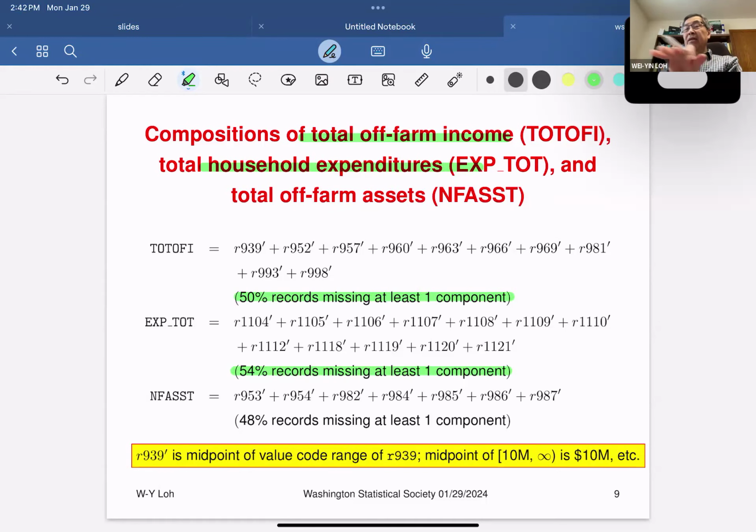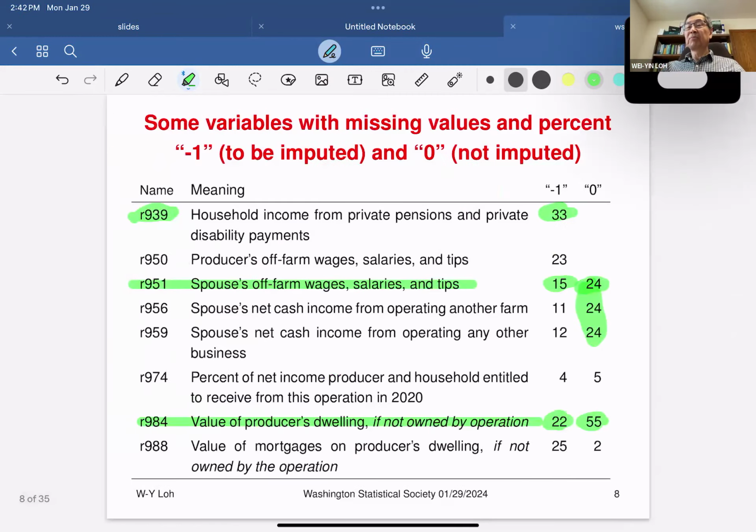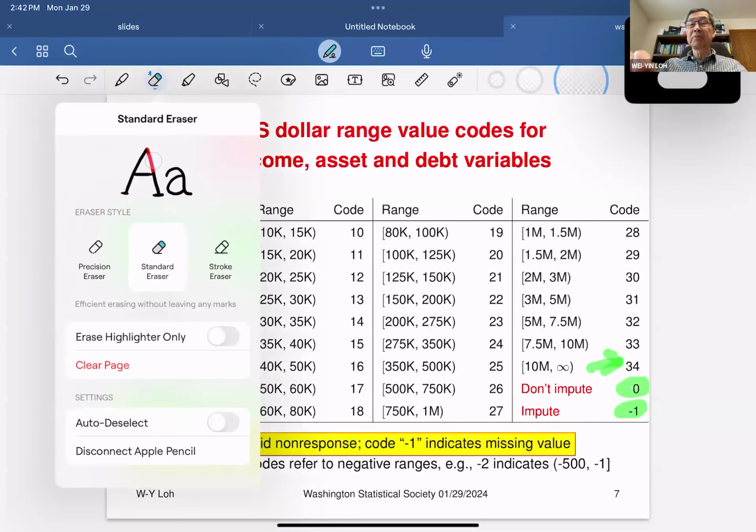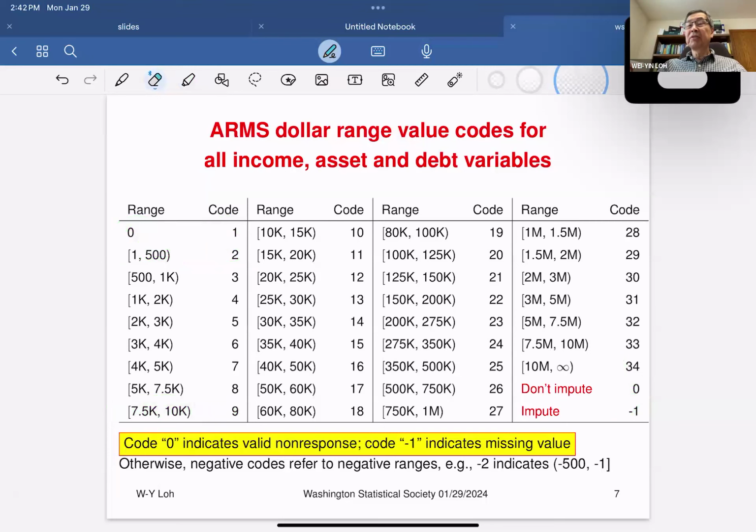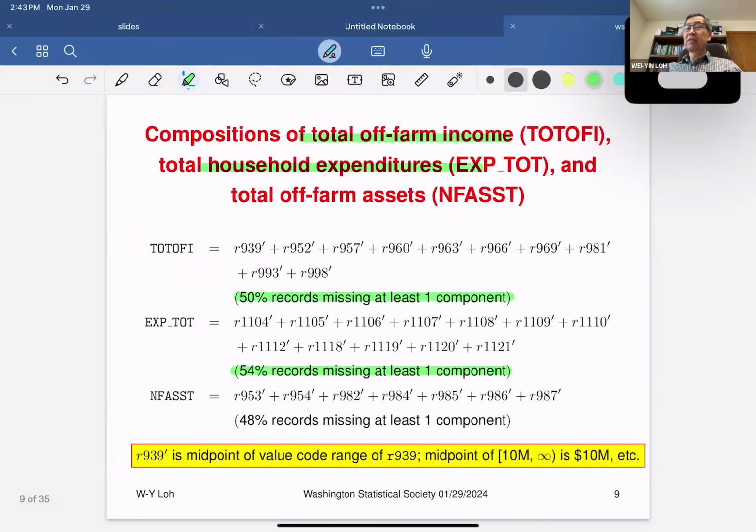These equations are meant to be used by, first of all, converting the code ranges, those integers, into dollars, and then you add them up. So it obviously does not make sense to add up the integer codes. So what they do is they take the midpoint. For example, if the value of that variable is 10, then you convert it to dollars to be the midpoint of this range, which is $12.5 thousand. So that's how one would use these formulas.